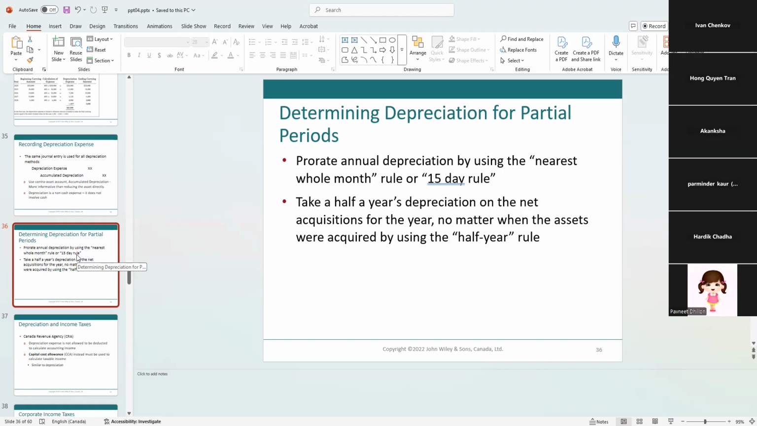Now, what I personally will suggest, based on the company, if you work in a small company, once you purchase the asset, leave it for the next month. Start depreciation from the next month.